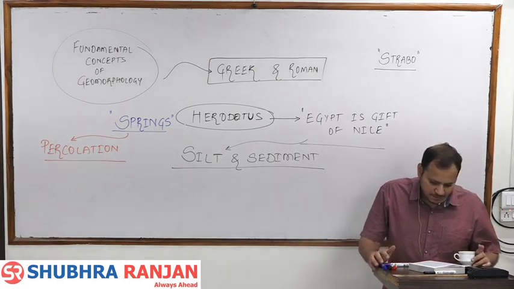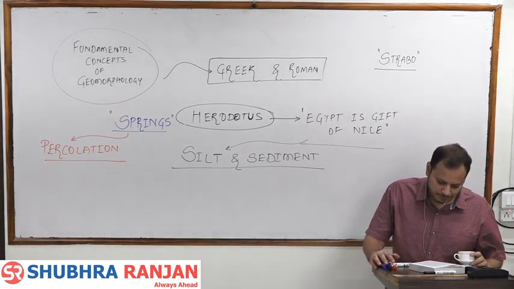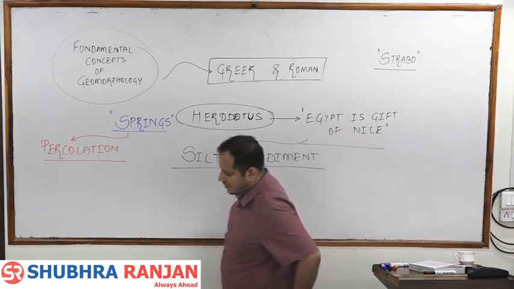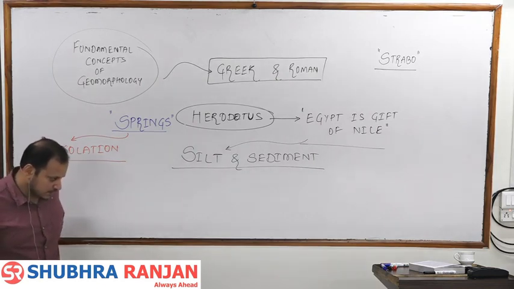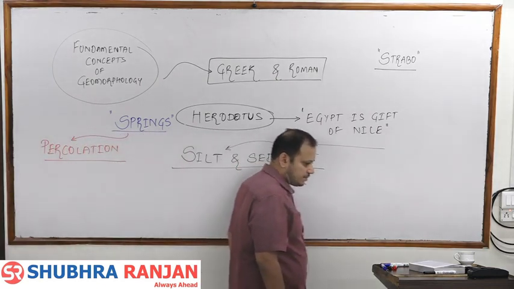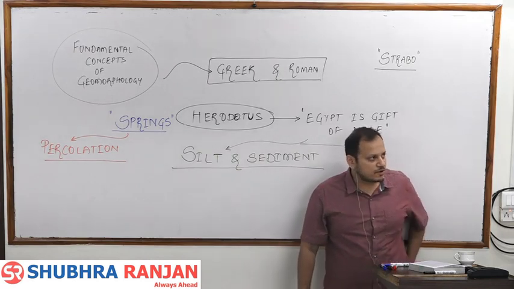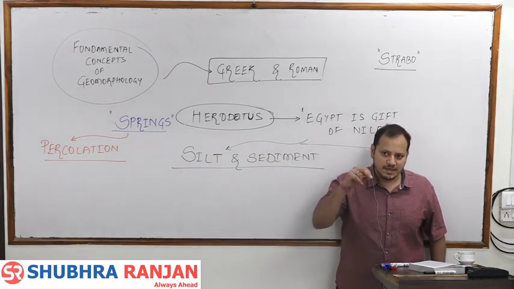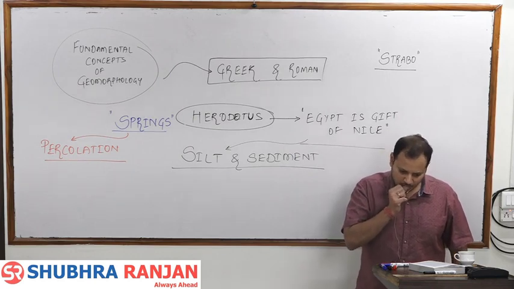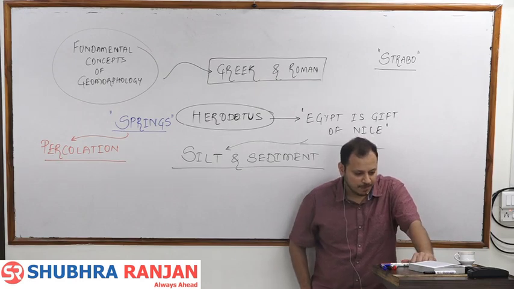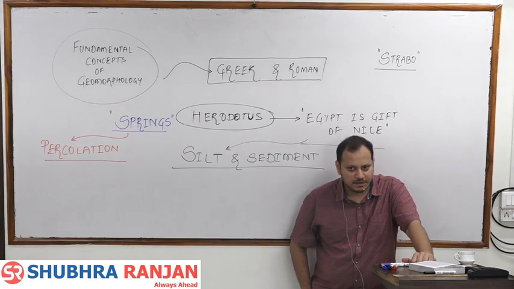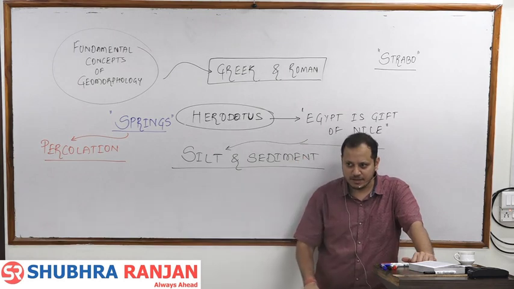noted the changes in the landforms, which were caused due to rise and fall in the sea level. Rise and the fall of the sea level. What is he talking about? Submergence and emergence. Rise of the sea level and fall in the sea level.